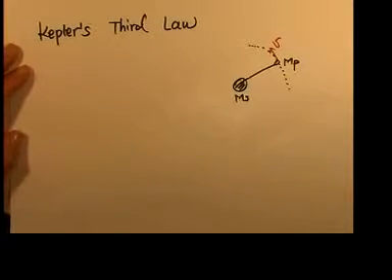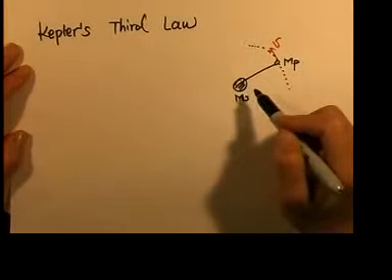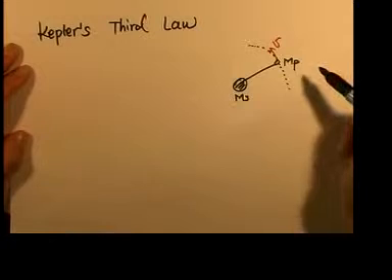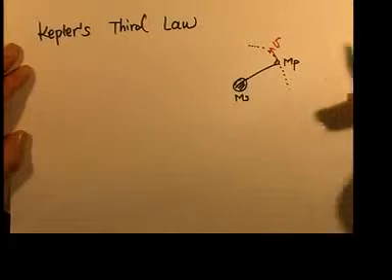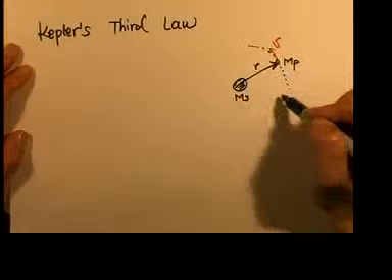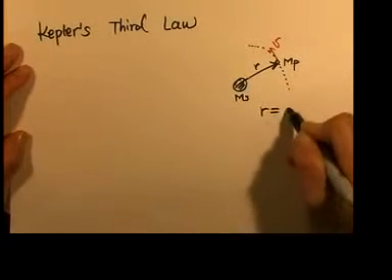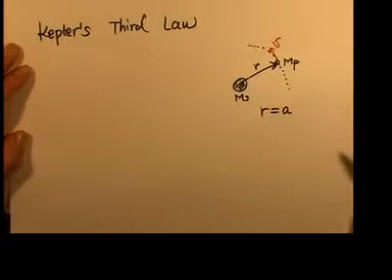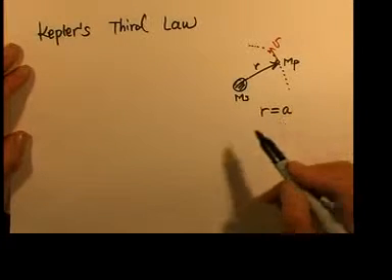Now let's take a look at Kepler's third law. Kepler's third law says the square of the orbital period of any planet is proportional to the cube of the semi-major axis of the elliptical orbit. Now imagine that this is a planet with mass m_p, this is the mass of the sun, and this is the radius. If the orbit is elliptical, we can replace this r by the semi-major axis a. I am going to prove this by using a circular orbit.